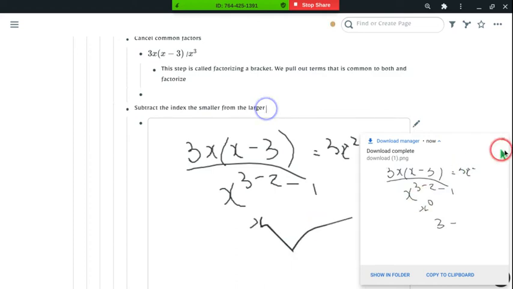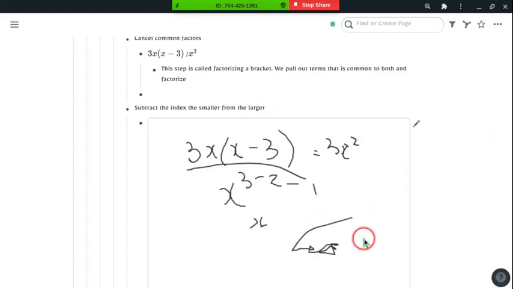So what is going on with your screen? I am not sure. I think it's glitching a little bit.